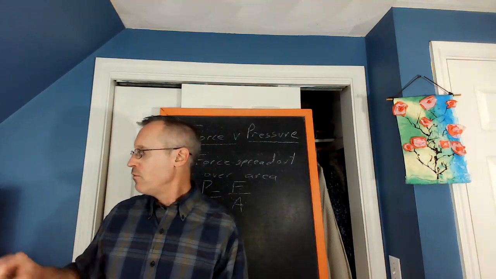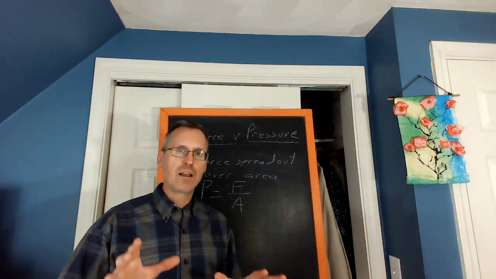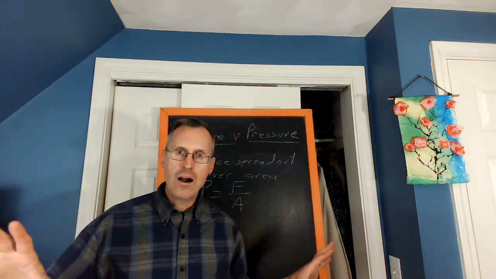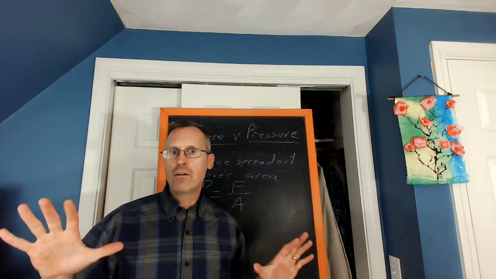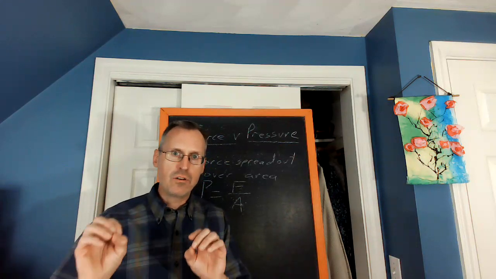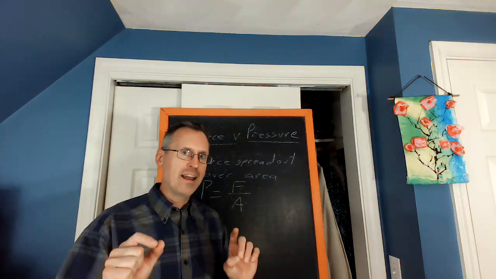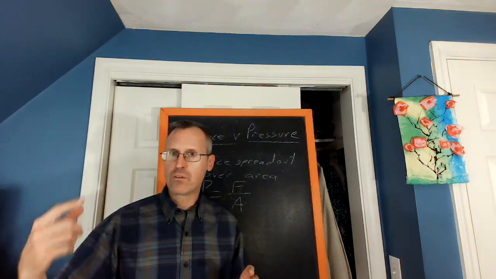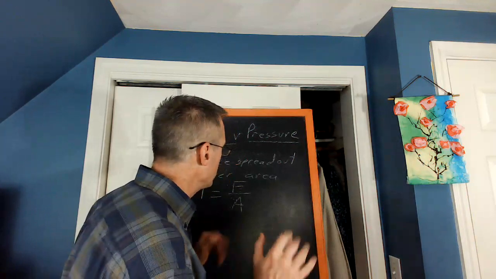Okay, so force is something that causes an object to accelerate. A pressure is a force spread out over a certain amount of area. So it's a combination of force and area together. And I hope I said that right. Yeah, pressure is a force spread out over an area. Okay, all right, so there you have it.